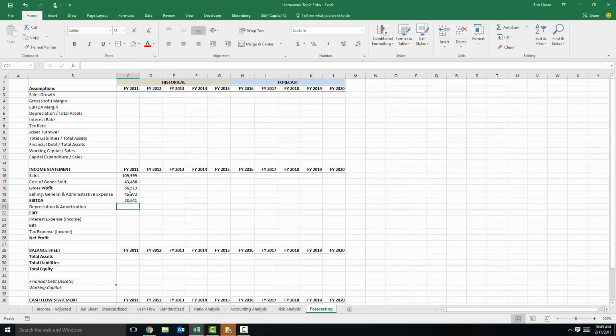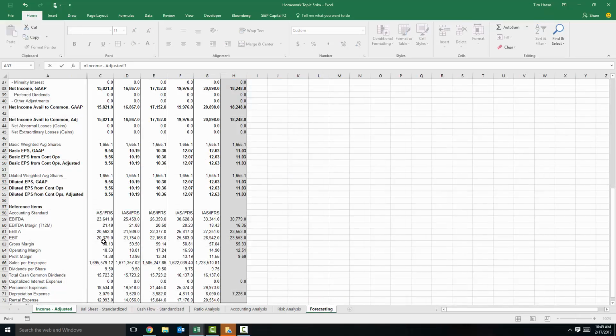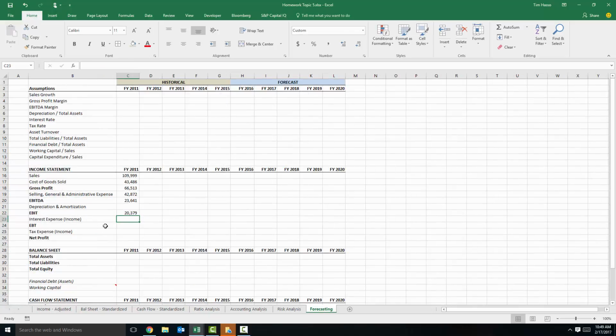The next item is the depreciation and amortization. Again, as a shortcut, I usually just go and find the EBIT in the reference items, so in C62, which means that I can find the difference between the EBITDA and EBIT, and that will be the depreciation and amortization.